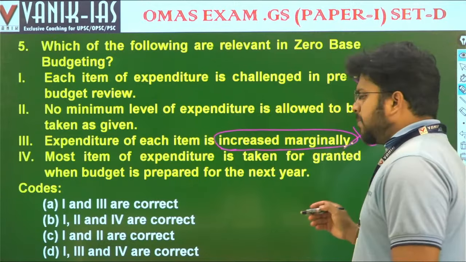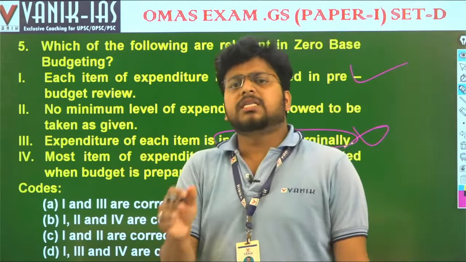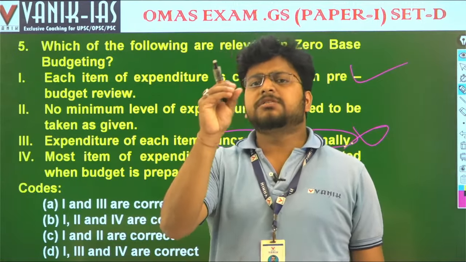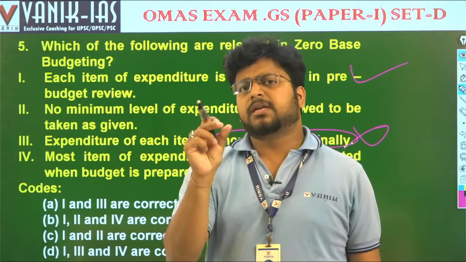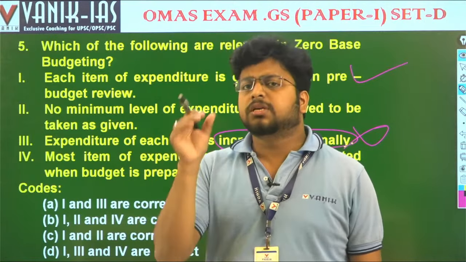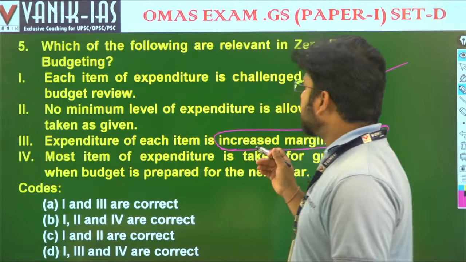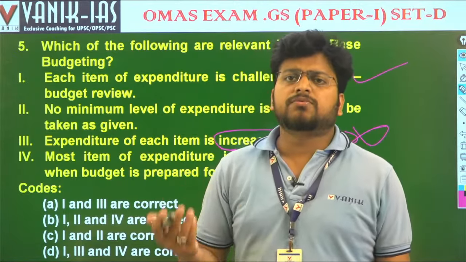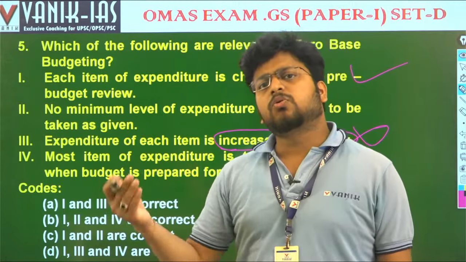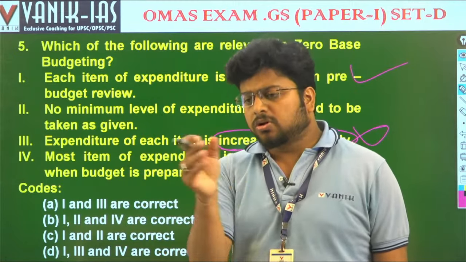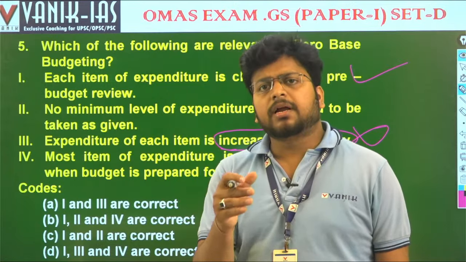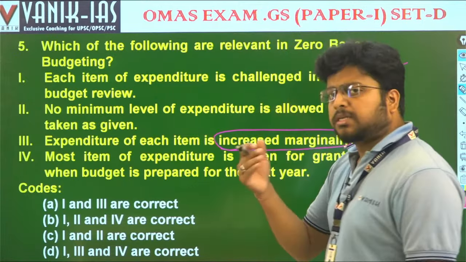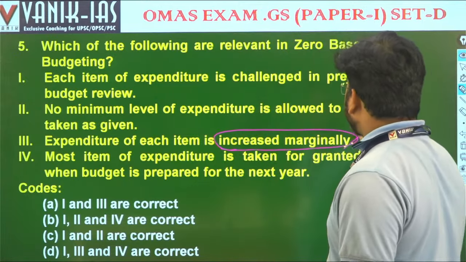Why? Because if there is a marginal increase, then there is no concept of budgeting itself, right? Marginal increase is a very small increase, but we have a growth of 7%, so generally it will not happen. Another thing is that if you just increase marginally, then what is the purpose of this budgeting? Just based on growth and income of revenues, just increase the percentage of any, for example, health. So obviously, this is wrong.